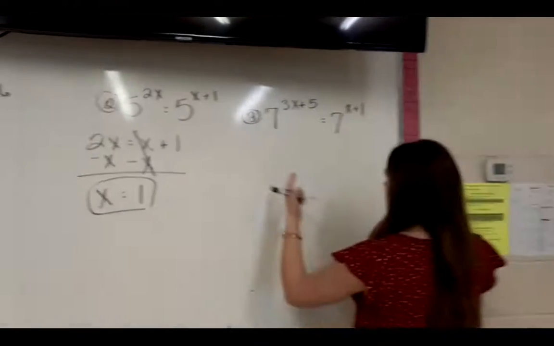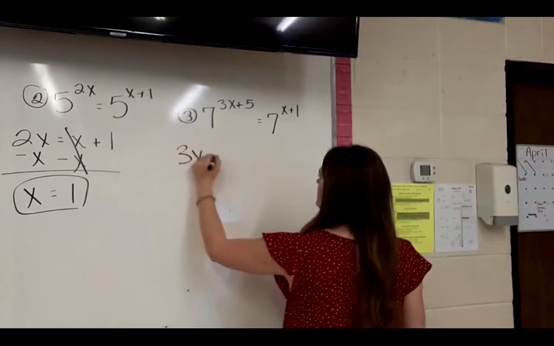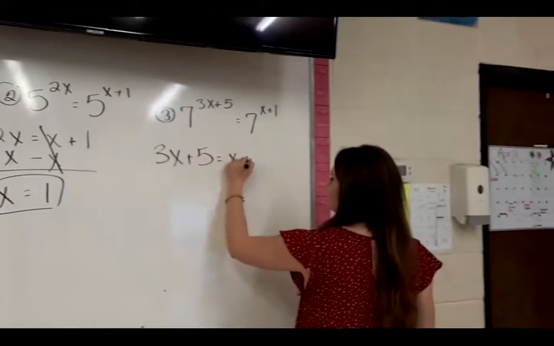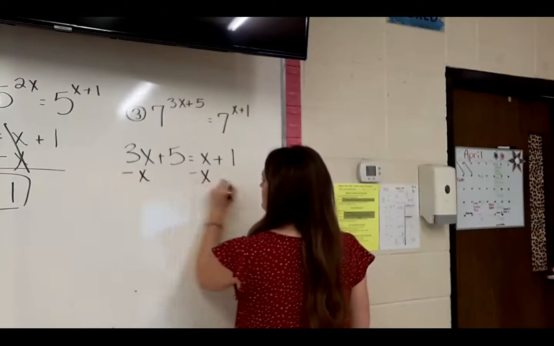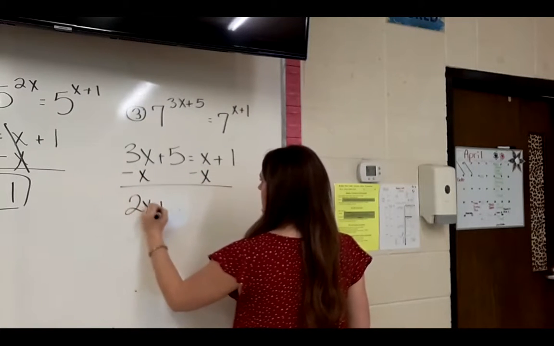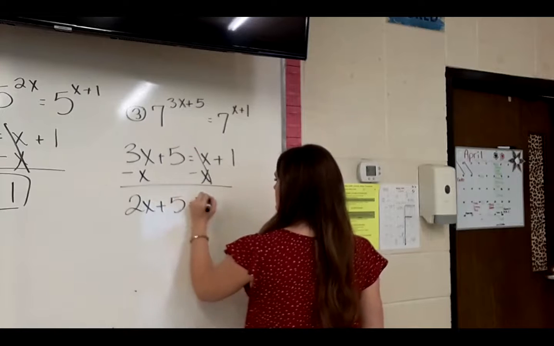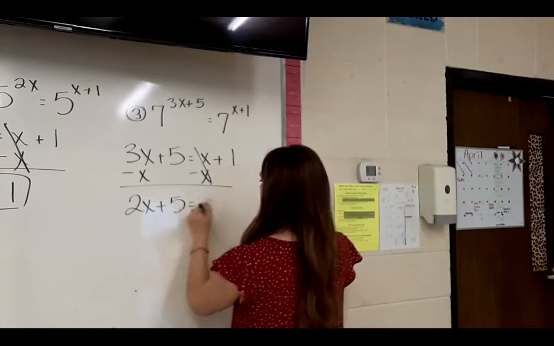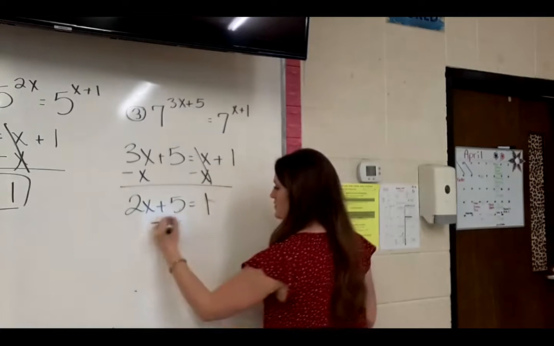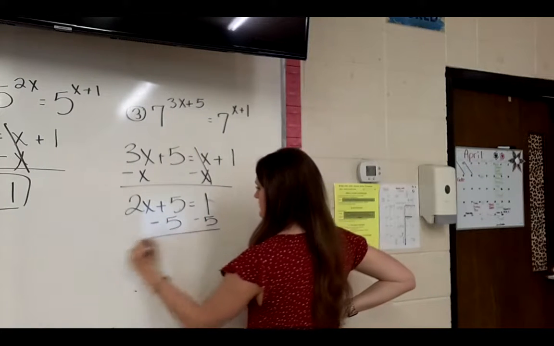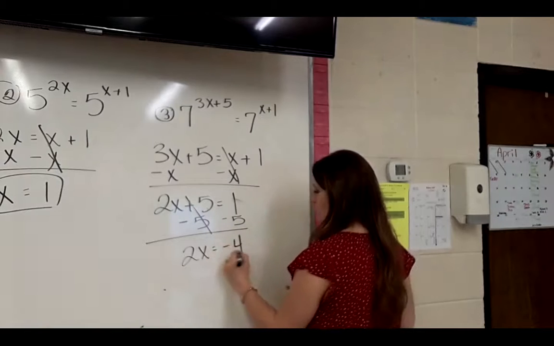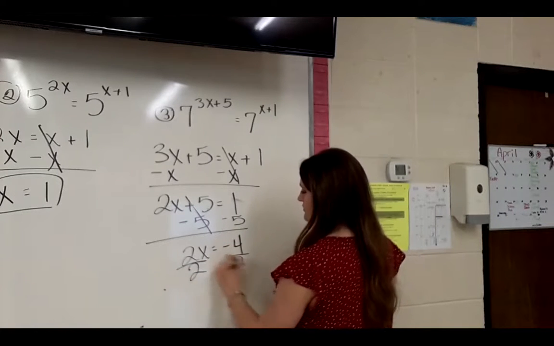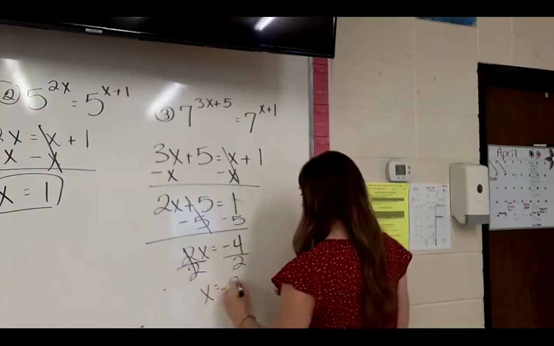And then the last one, they both have a base of 7, so I have 3x plus 5 equals x plus 1. Again, I first have to get my x's together. 3x minus x is 2x equals 1, and then subtract 5. 1 minus 5 is negative 4, and then divide by 2, and we get that x is negative 2 on that one.